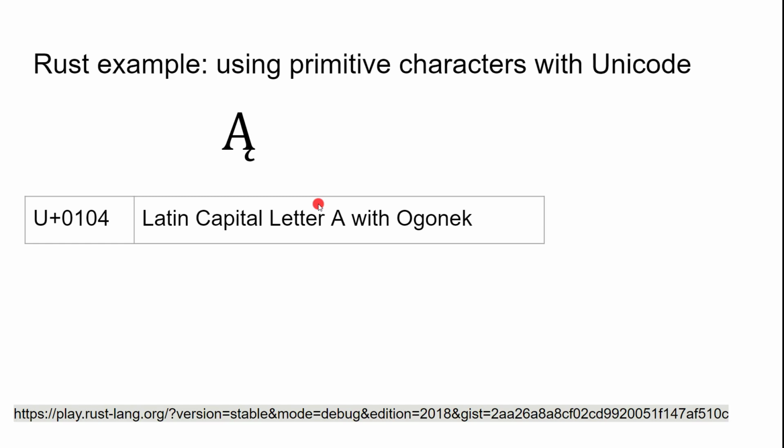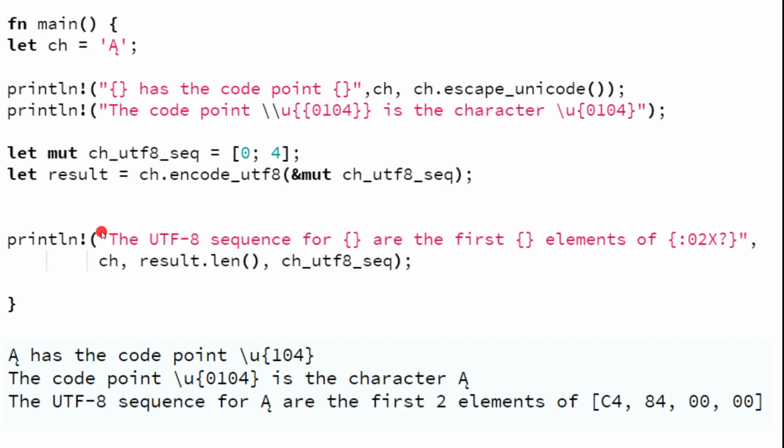For this example, we're going to manipulate Unicode using Rust's primitive character data methods. Our Unicode choice will be the Latin capital character A with ogonek that has a code point value in hexadecimal of 0104. What can we do with it using Rust? Here we have pasted the Unicode character directly in the Rust source code and proceed to manipulate it. We see that we can print the character and use the escape Unicode function to print what the character's code point value in hexadecimal is.